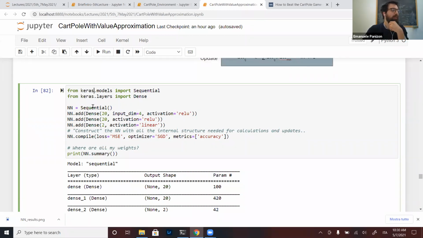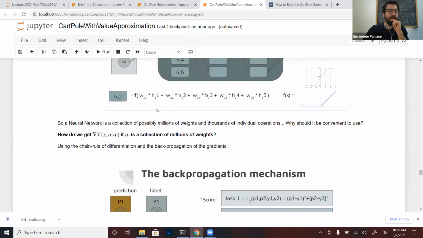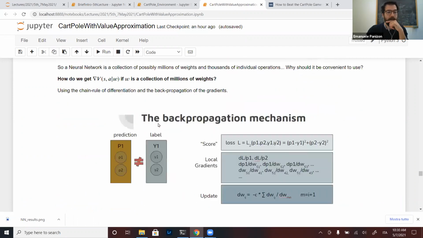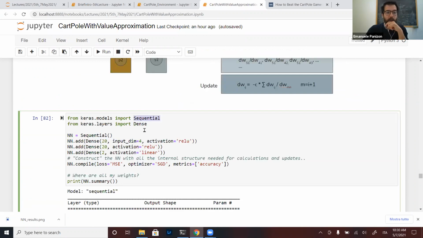It's written to be very simple to visualize and use. In particular, I will construct what is called a sequential model. So I will have just a straight sequential structure of layers, and this is all that it is to define a neural network. So I say I want this neural network to be a sequential model.